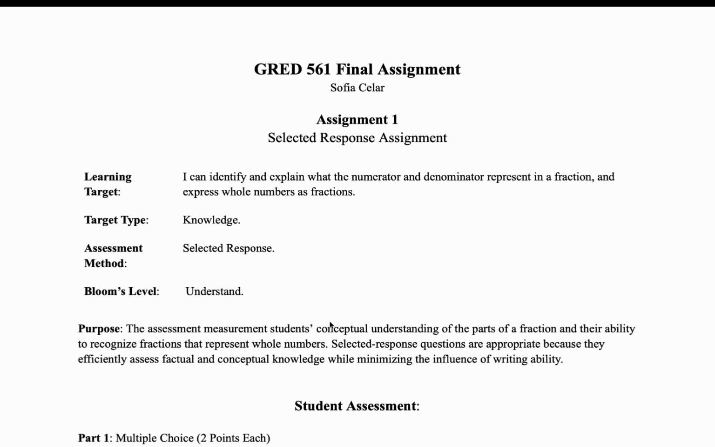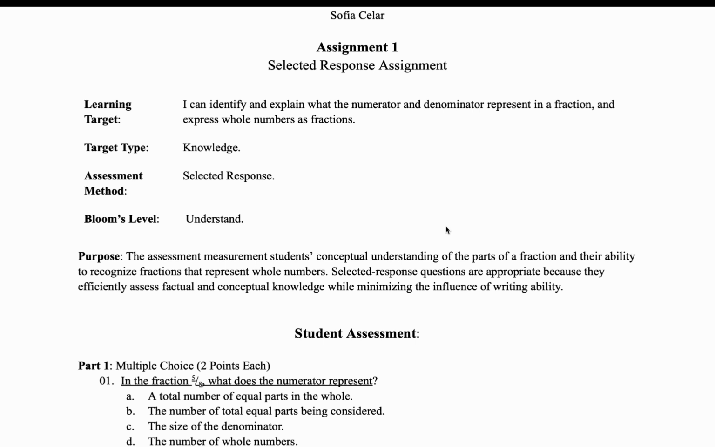So starting with assignment 1, this assessment focuses on my first learning target, which is I can identify and explain what the numerator and denominator represent in a fraction and express whole numbers as a fraction. So this is a knowledge-based learning target, so I chose a selected response because students are demonstrating their understanding of important fraction concepts and vocabulary. The Bloom's taxonomy for this target is understand, because students are not just recalling definitions, but they're demonstrating that they understand what the numerator and denominator represent and how fractions can represent whole numbers.